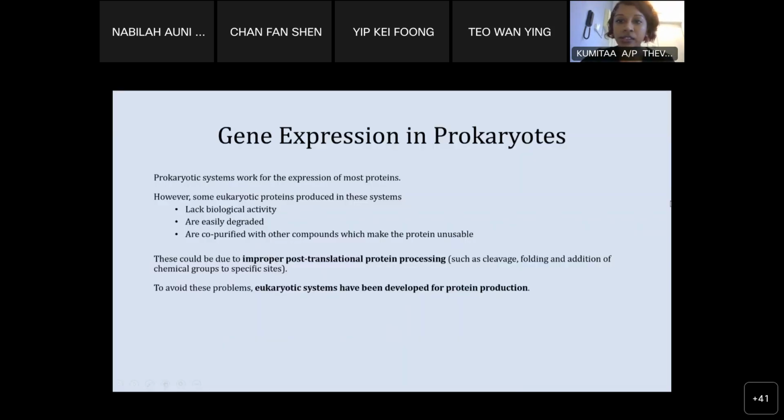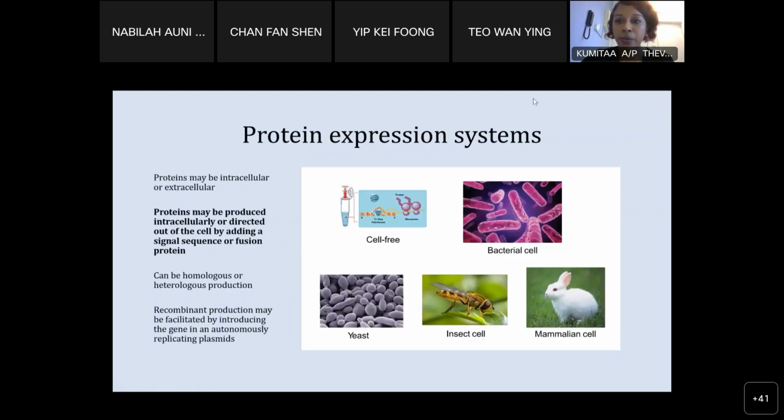All right, so this is still just a recap. So when we talk about protein expression systems, again, they can be intracellular or extracellular, and they can be directed out of the cell if you add a signal sequence or a fusion sequence. It can also be a homologous or a heterologous production. So homologous means it comes from the same organism, and heterologous means you're actually getting it from a different source. And of course, you can produce it in autonomously replicating plasmids.